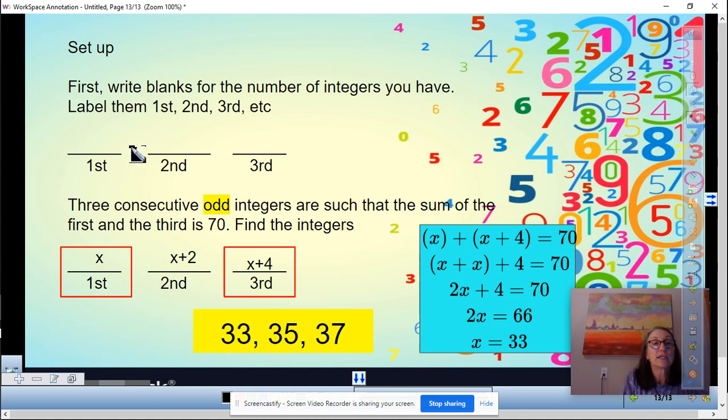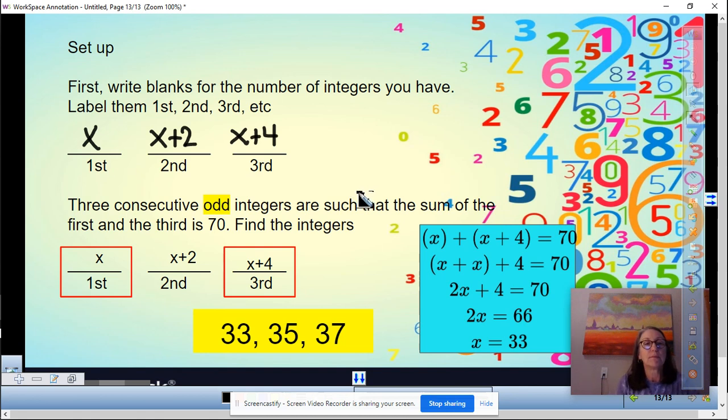What I always do when I get started is I give myself 3 blanks or 4 blanks, depending on how many numbers I have. And then in the blanks, I begin to number them. No matter what I'm doing, these are odd integers, so I know my first one's going to be x. I know my second one's going to be x plus 2, because it takes 2 to get to the next odd one, and then x plus 4. So I know that this is what my 3 numbers are.